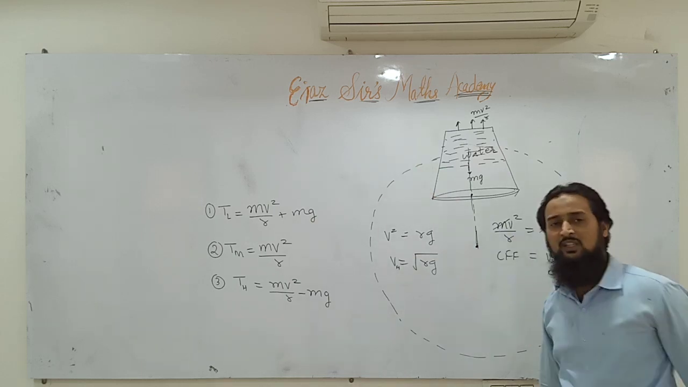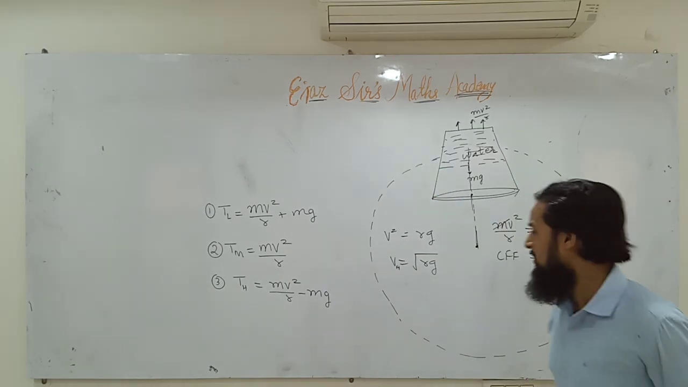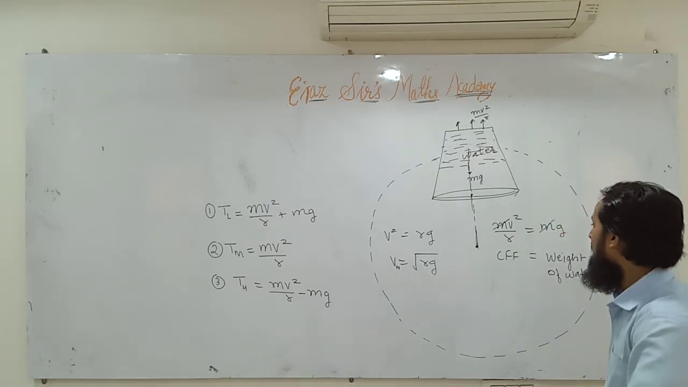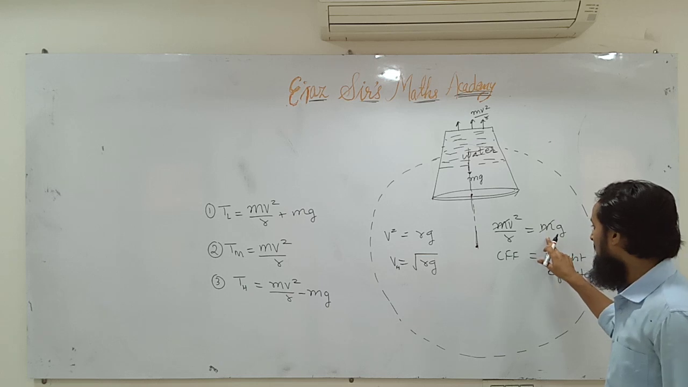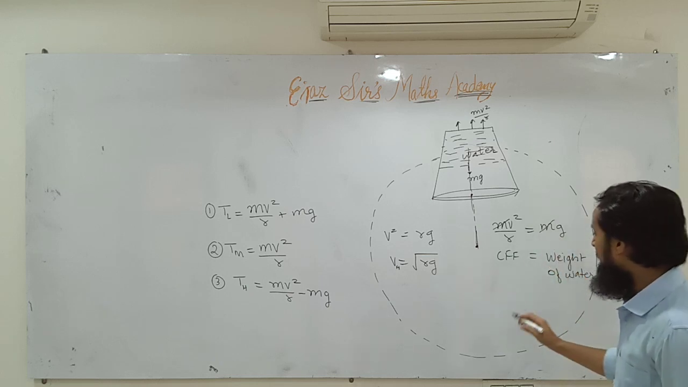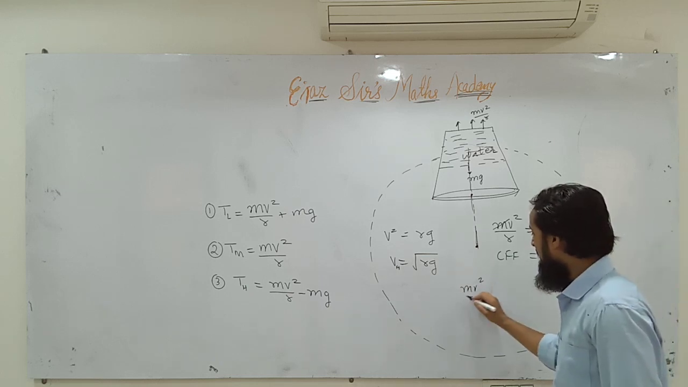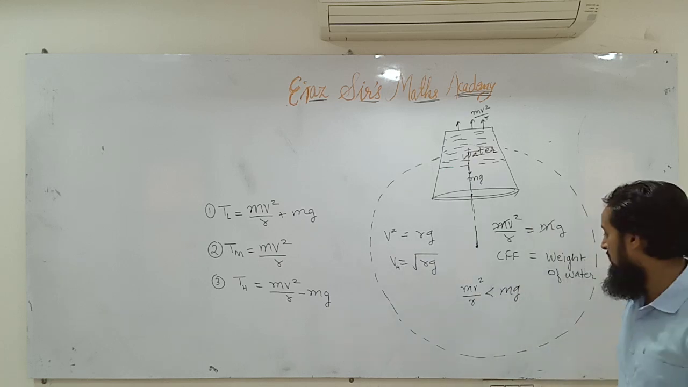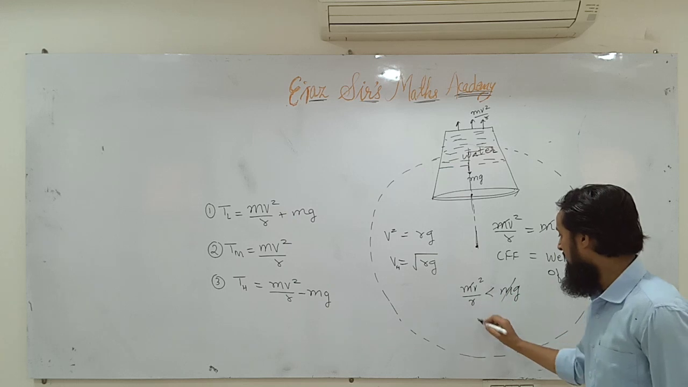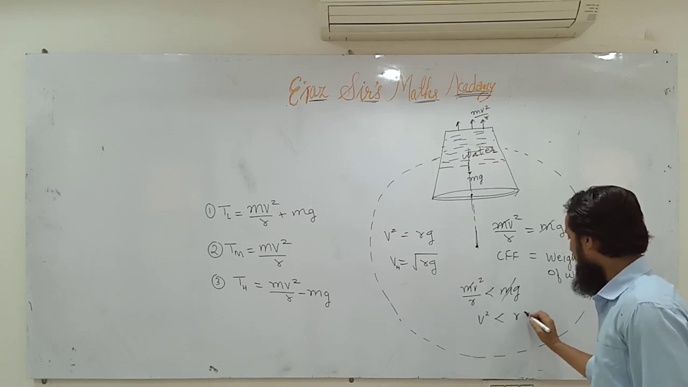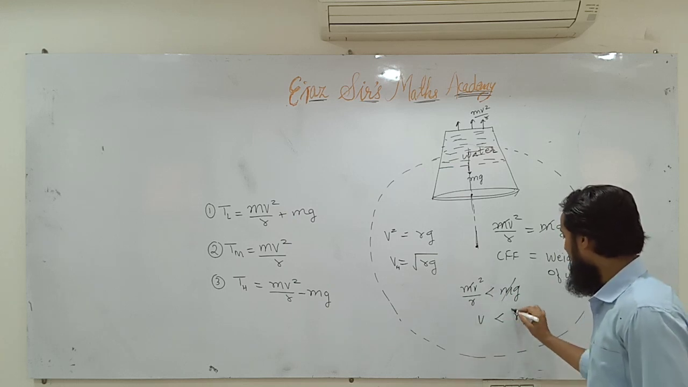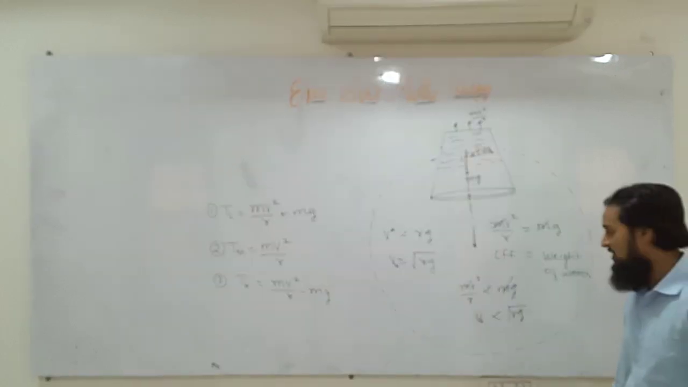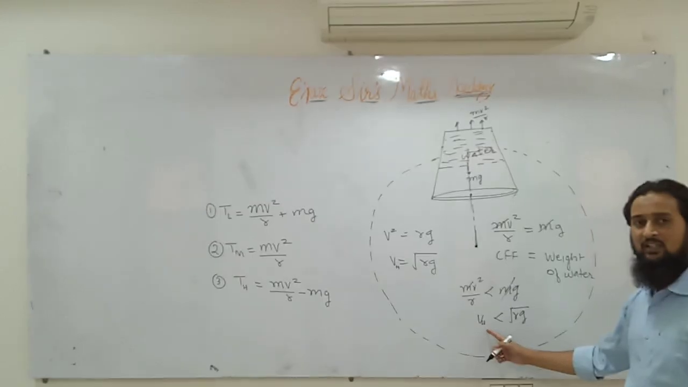If the velocity is greater, it's okay, it's well and good. But if the velocity is less than this velocity, then what will happen? If mg becomes greater, see, if I write mv square by r, centrifugal force becomes less and weight becomes more, then what will happen? These two will not cancel, and v square will be less than rg, or v will be less than root rg.